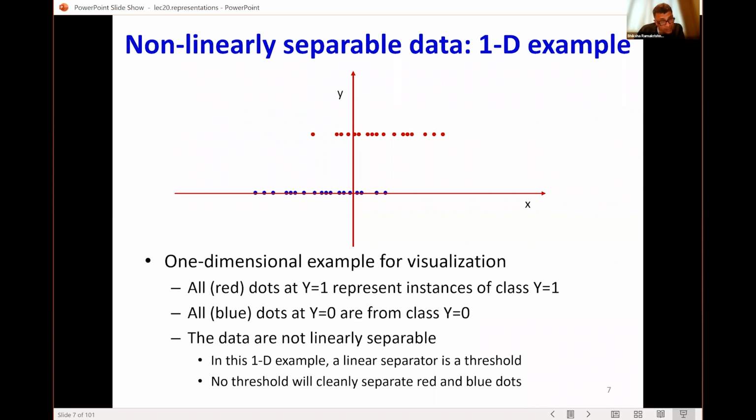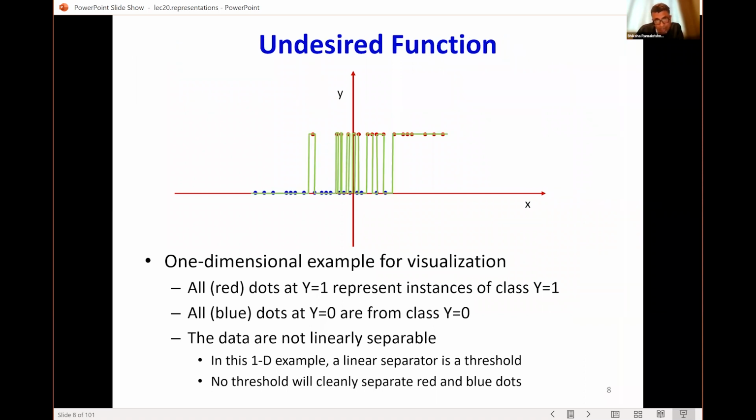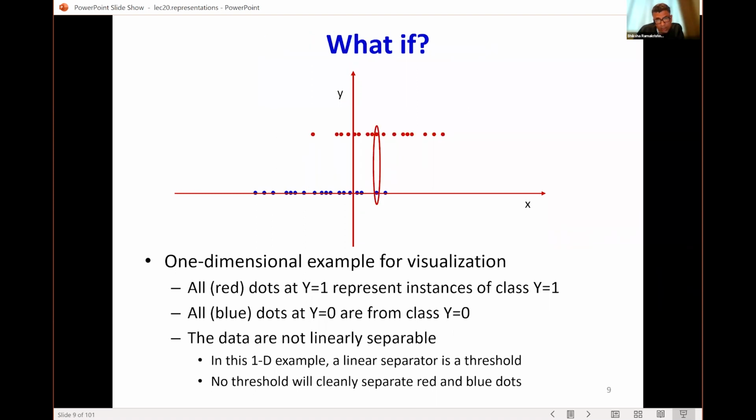Also, as we've seen in an earlier class, the neural network is a universal approximator. It can learn an arbitrarily complex function. So it could end up learning a function such as this one, which is something that we don't really need. Also, you have this other issue.